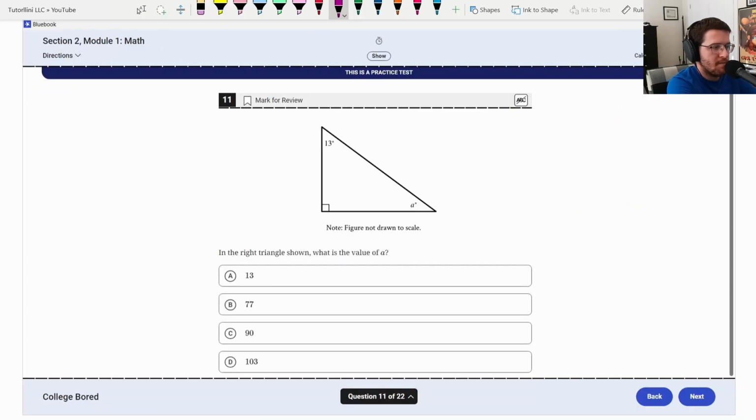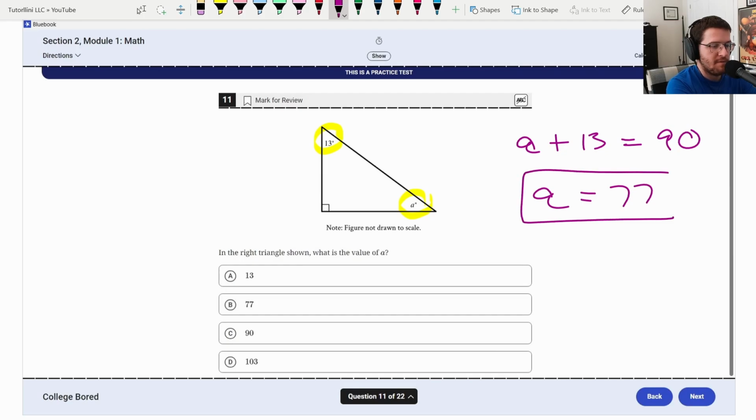Okay, question 11. So these two angles are the acute angles of a right triangle. The acute angles of a right triangle are complementary, which means they add up to 90 degrees. So we're going to write a plus 13 is equal to 90. Now to solve this equation, I'm going to subtract 13 on both sides. And I get a equals 77, which is answer choice B.